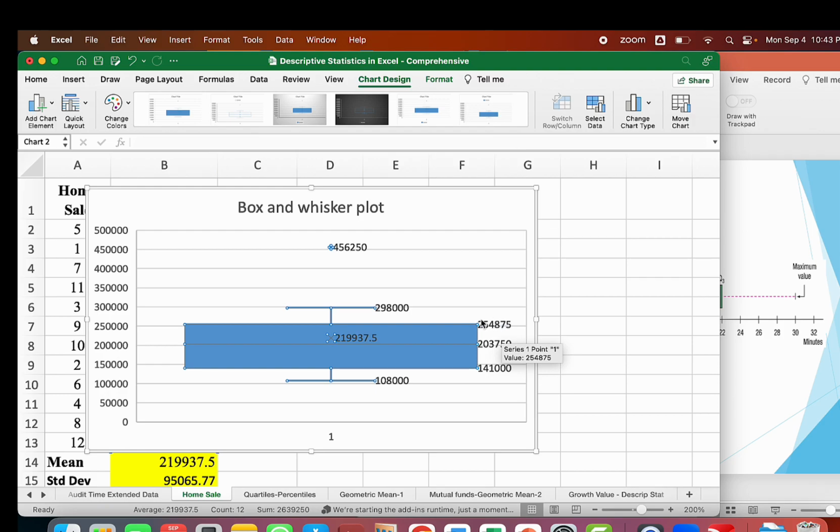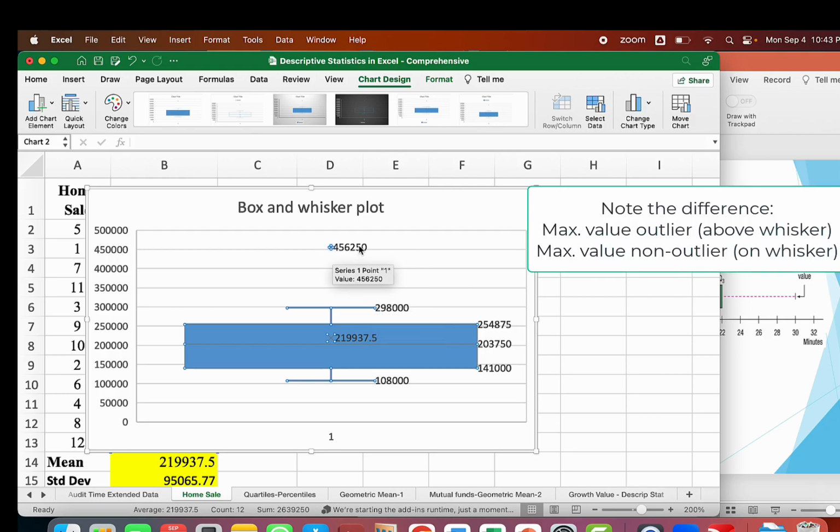And similarly, this represents Q3, which means it represents up to 75% of values. And this is the maximum non-outlier value, and this is an outlier. One of the advantages of a box and whisker plot is that it helps us identify outliers. So this is an outlier, which means it is not congruent with the rest of the data, so it will be considered an outlier.